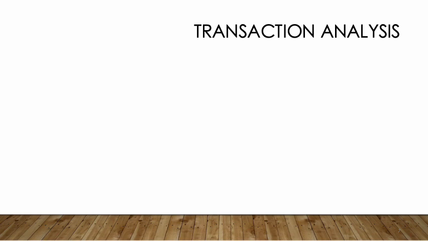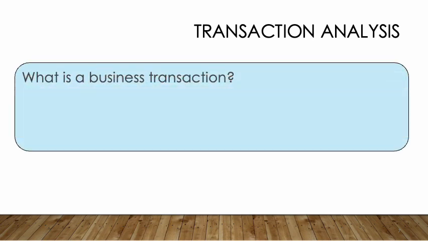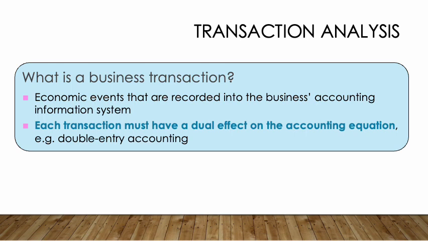Now let's take a look at transaction analysis. As I said earlier, we're going to take a look at 10 different transactions for SoftBite SA. And the first thing I want to make sure we understand is what is a business transaction. So these are economic events that are recorded in the business's accounting information system. Each transaction must have a dual effect, and this is known as double entry accounting. And so every transaction then will have two effects on the accounting equation. And so before we move on, we need to think about how a single transaction will have these dual effects on the accounting equation.